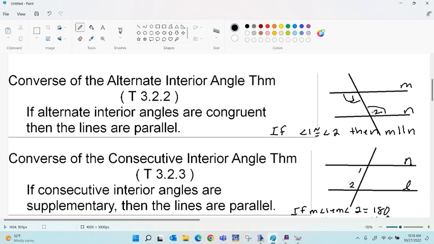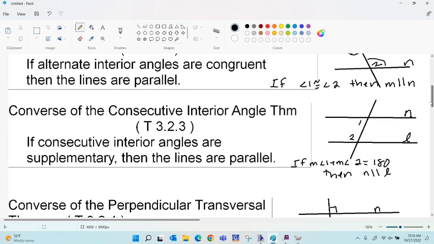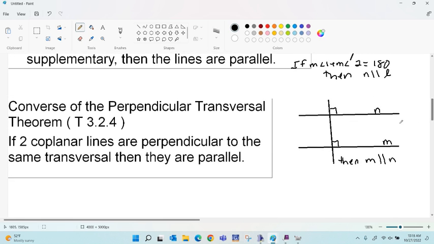Anyway, so angle 1 is congruent to angle 2 because they're alternate interior angles. So if they're congruent, then L is parallel to M. Consecutive interior angle converse: if these two add up to 180, then the lines are parallel. I've got the then part here. Then the lines are parallel. And then finally, if these two are perpendicular to the same transversal, then they have to be parallel as well.